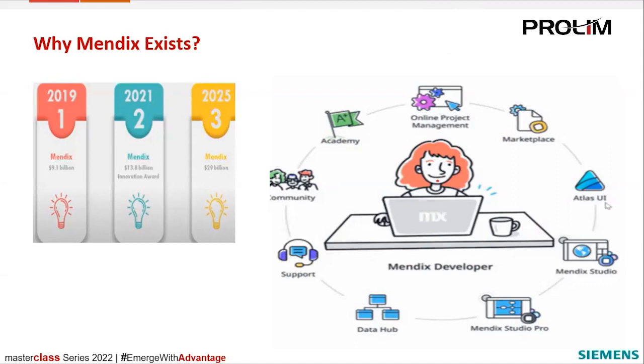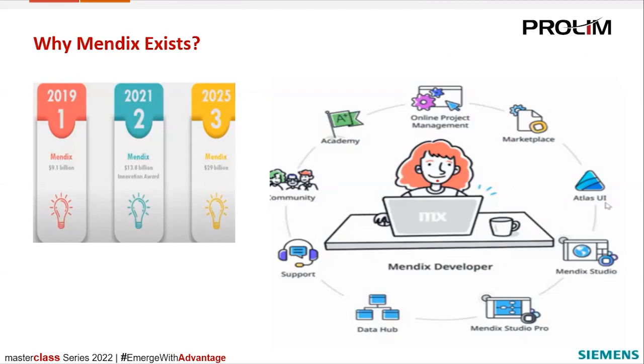In Mendix, everything is present inside itself. That is the reason people use Mendix, where in one shot we have all kinds of support. That is what the Academy shows: the overall support present inside Mendix itself. You don't need to go anywhere else in search of something. We have everything present inside Mendix.